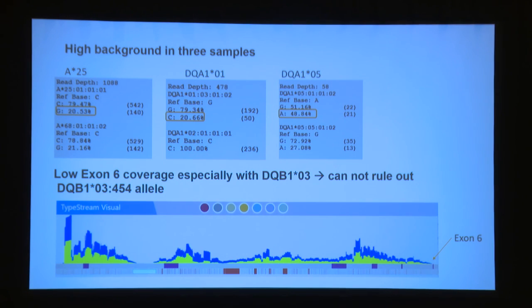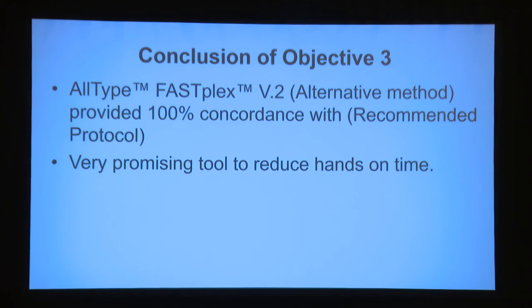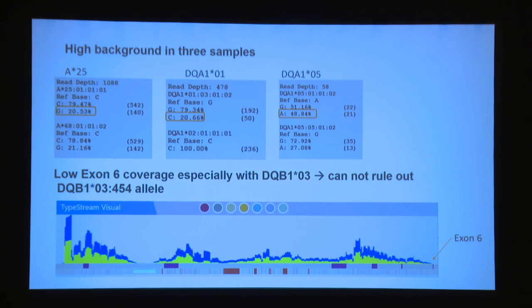The other thing we notice with this alternative method is that exon 6 usually has fewer reads. When we use this alternative method, it has even fewer reads, and that results in one of the ambiguities that we saw. We have seen it in most of the samples, where it's tied by DQ beta O3, which just cannot resolve O3 454, which is a very rare allele.